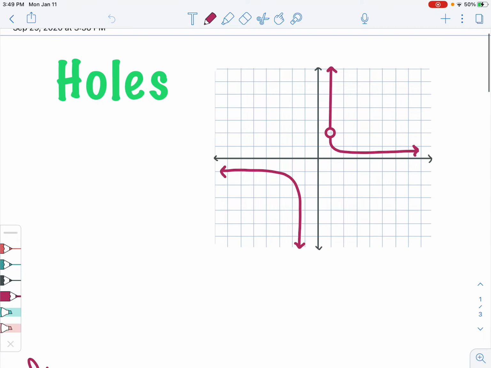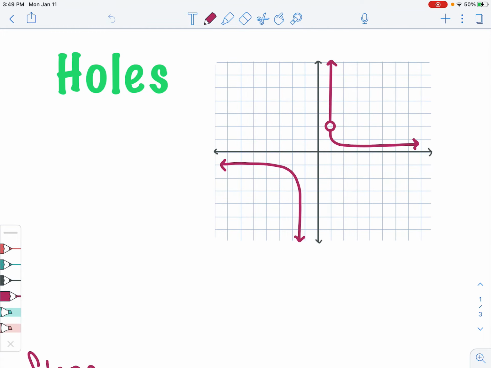As we get closer to our ultimate goal, which is being able to graph rational functions, we have to look at one more little discrepancy that can show up when we graph rational functions. So we already saw that rational functions can have asymptotes, but they can also have what's called a hole in the graph. And it's literally a point that's removed from the graph.